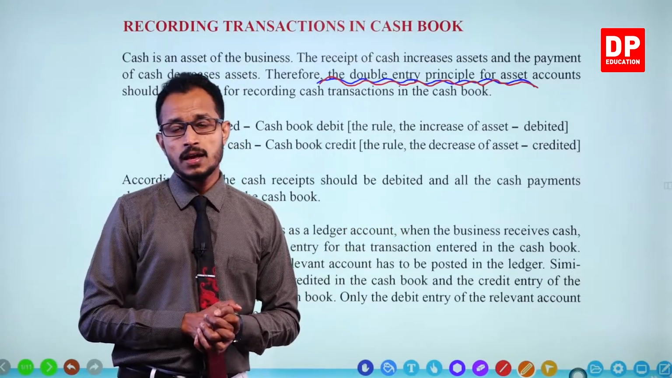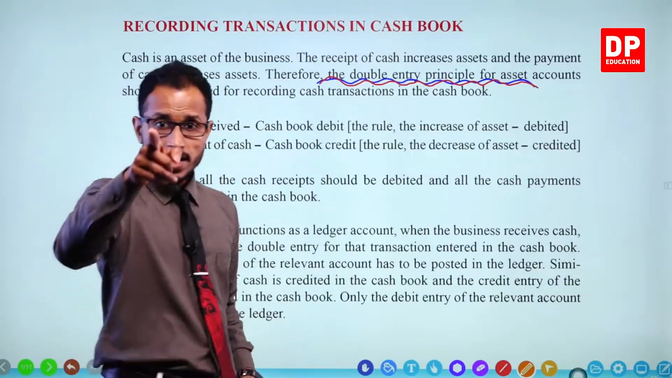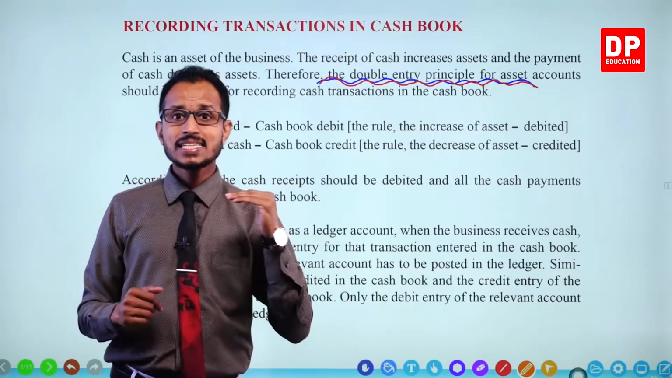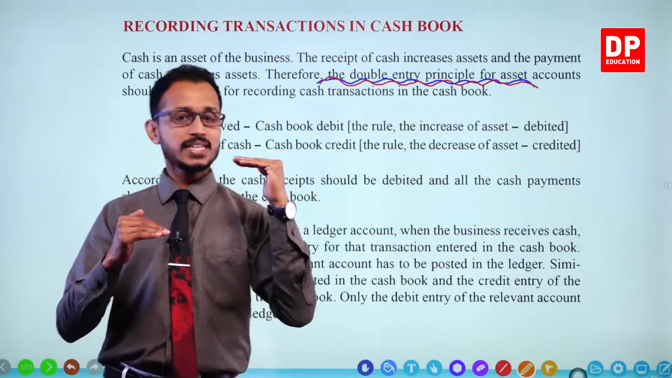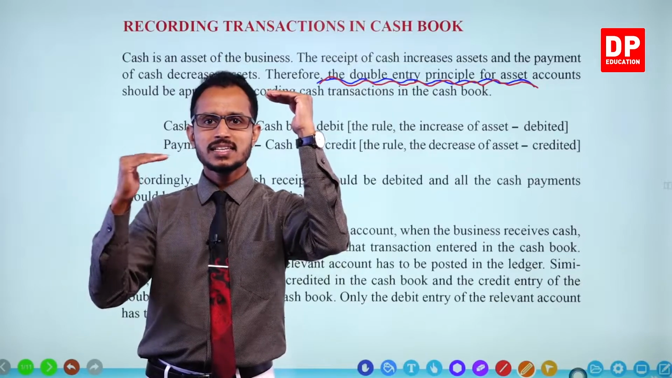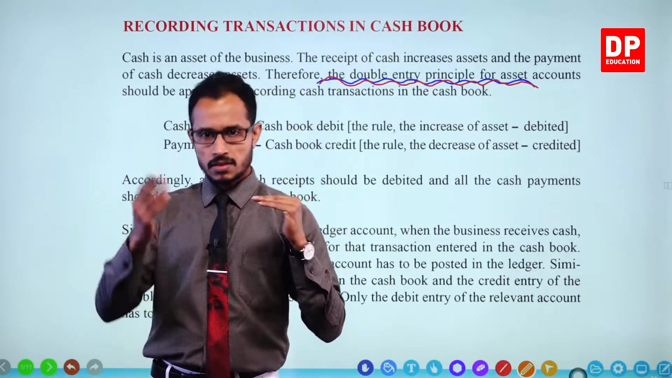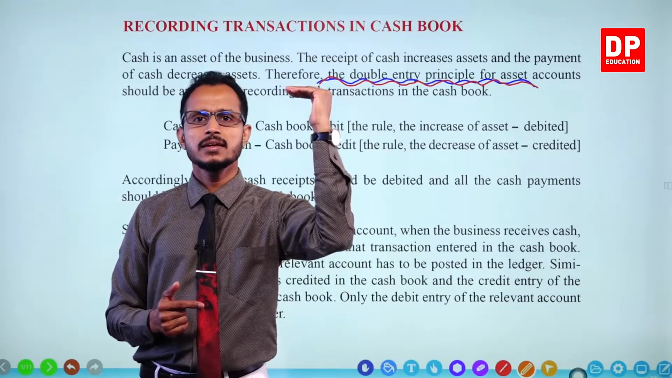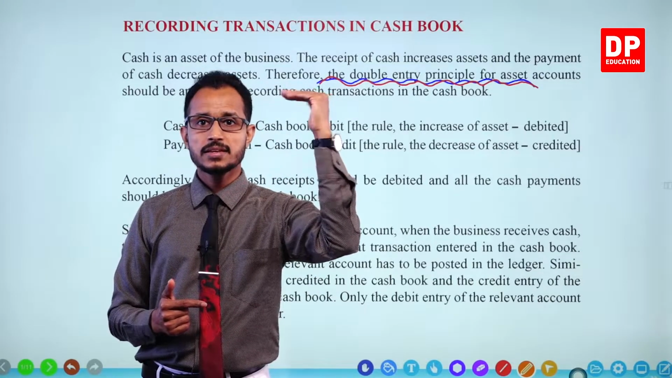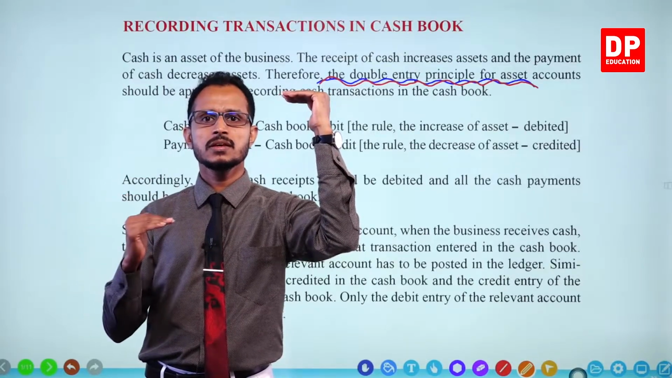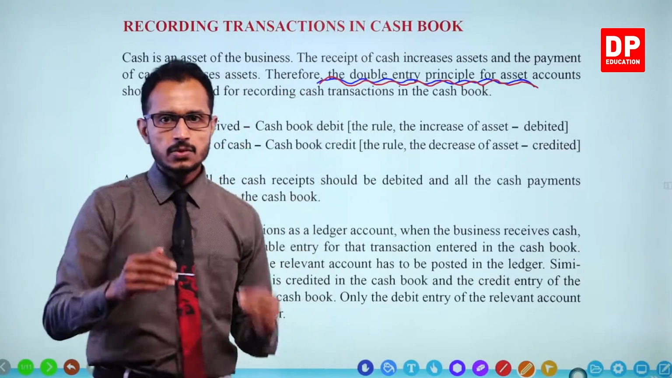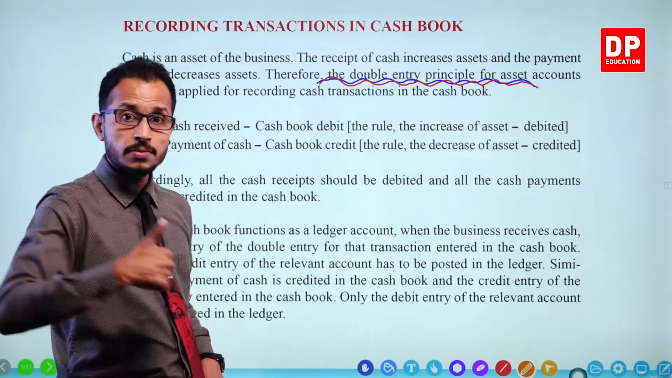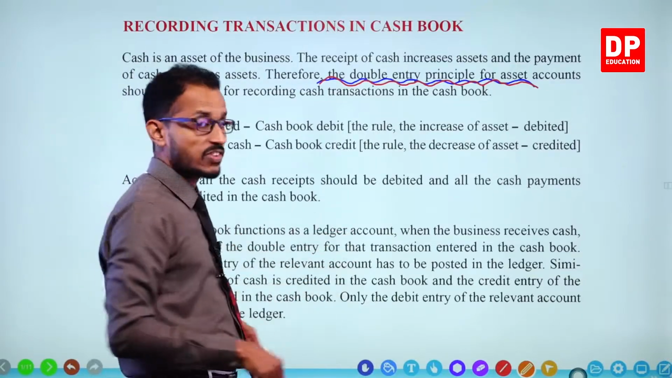I'll just tell you the double entry principle for assets. Asset increase, debit; asset decrease, credit. Repeat with me. Asset increase, debit; asset decrease, credit. Increase debit, decrease credit. That is what we are going to apply.